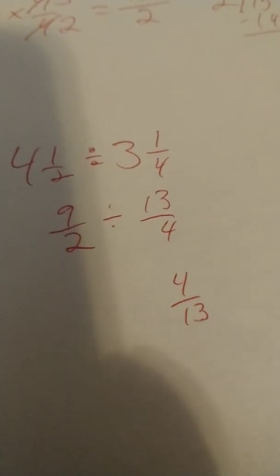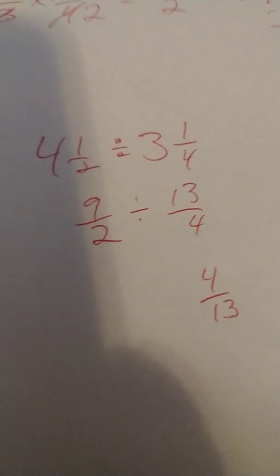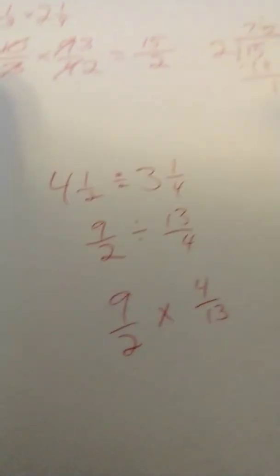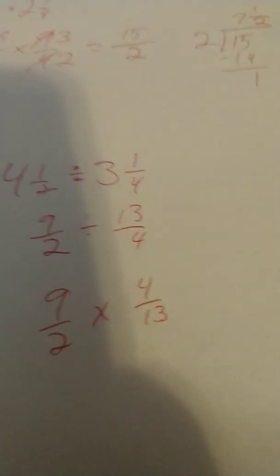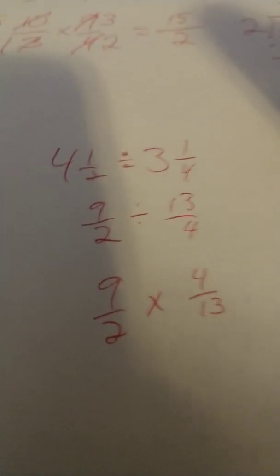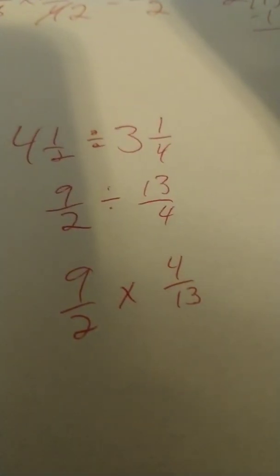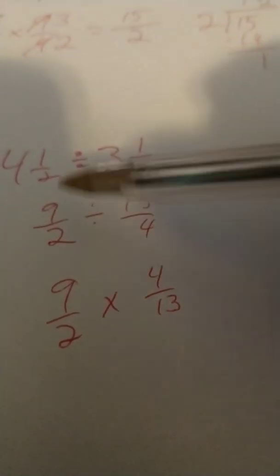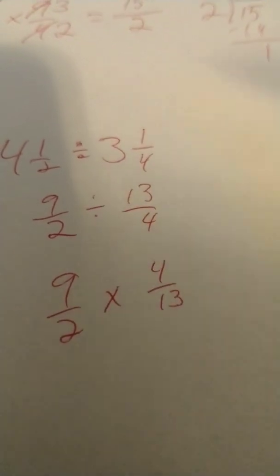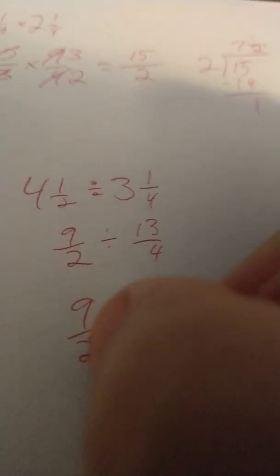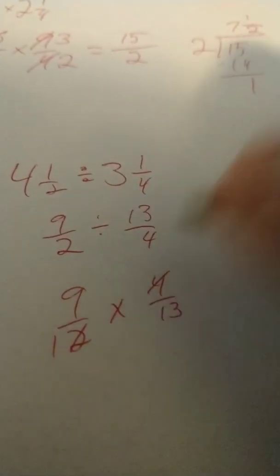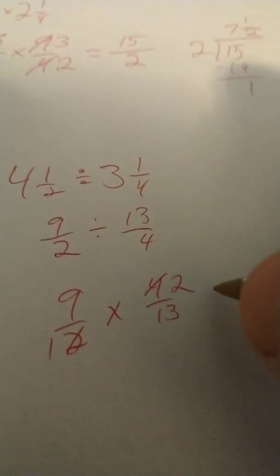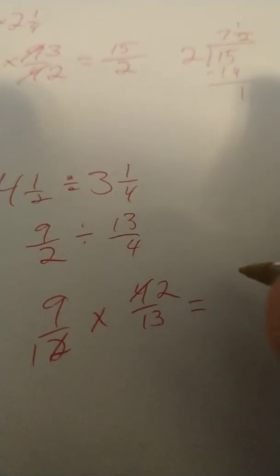All right, the real name is the reciprocal, but whatevs. 9 halves will stay 9 halves. And our division sign turns into multiplication. Now that we have that, we are allowed to do the magic. That is cross-canceling. 9 and 13, I can't do anything with those. 2 and the 4, ooh yeah, I can divide both of those by 2. Divide that by 2, I get 1. Divide that by 2, I get 2. Now I just multiply straight across.